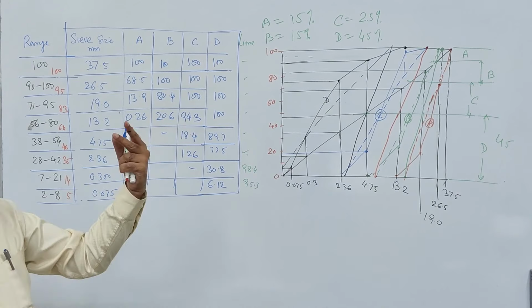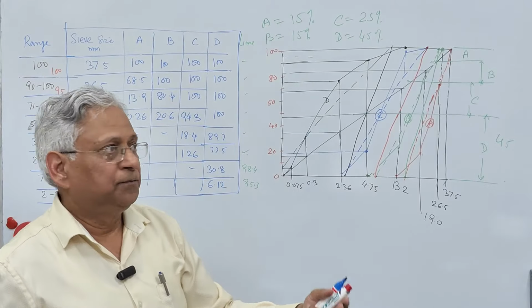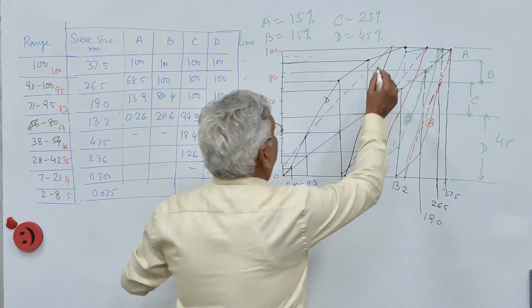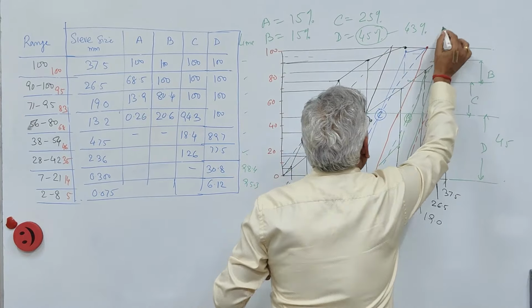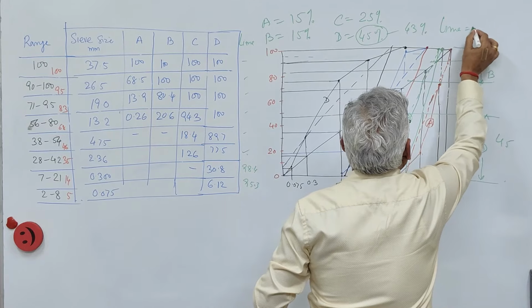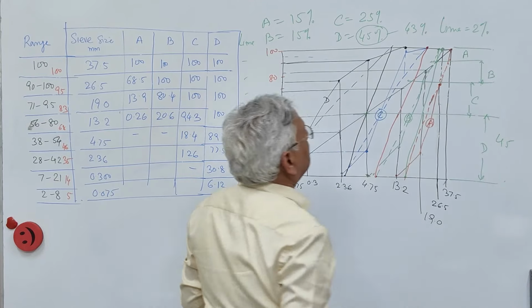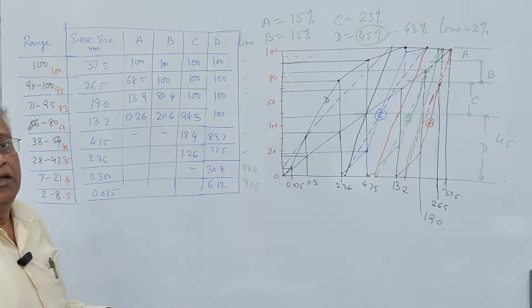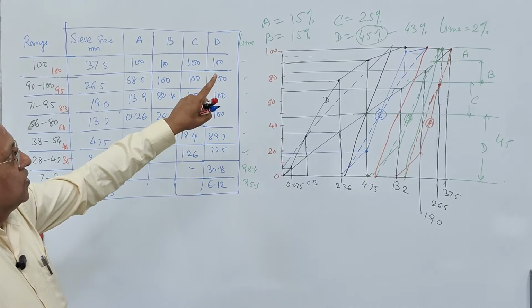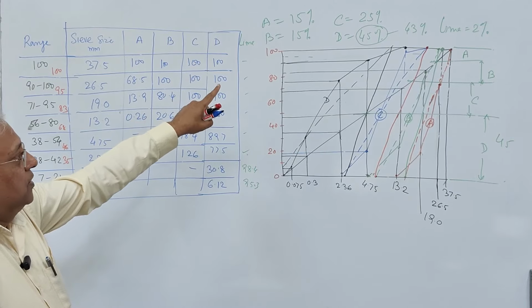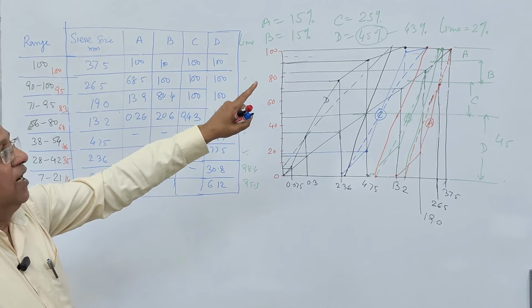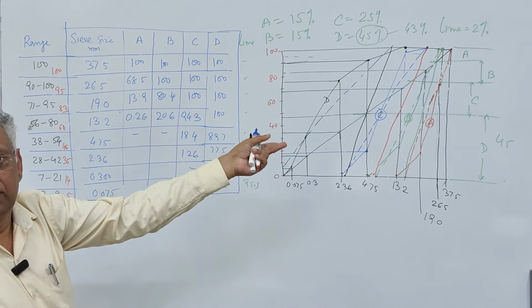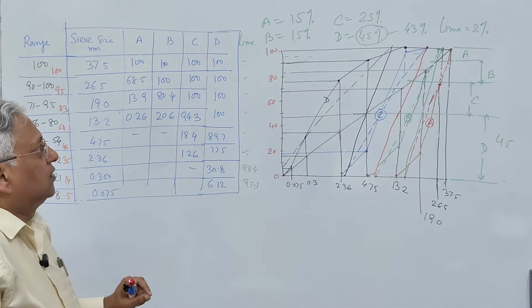But if you are using lime or cement, then deduct that 2% from this. So it will be 43% and lime will be 2%. So final proportioning will be 15% A, 15% B, 25% C, 43% D, and 2% lime. Lime or cement, whatever you are using at site.